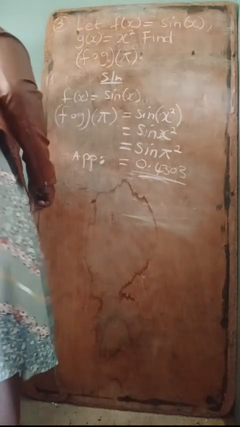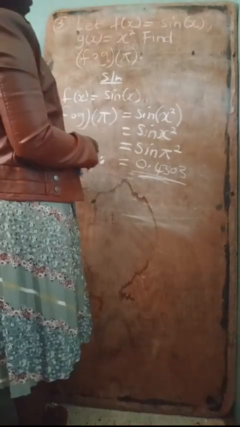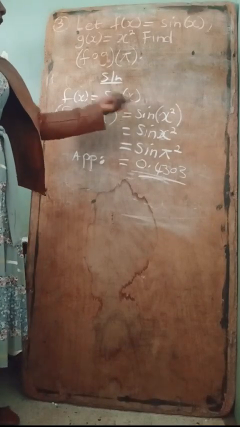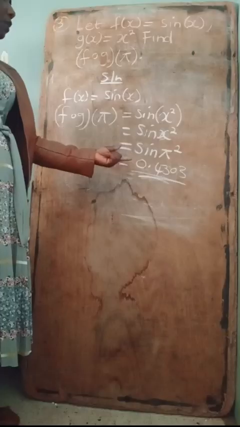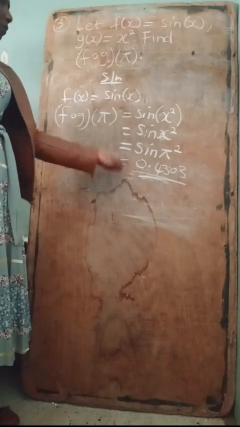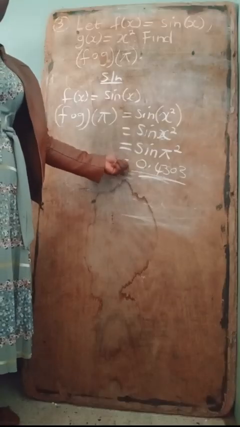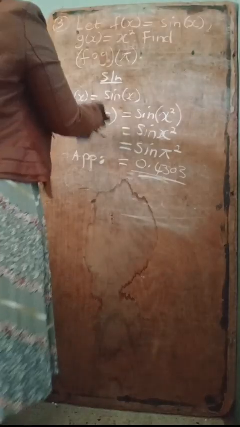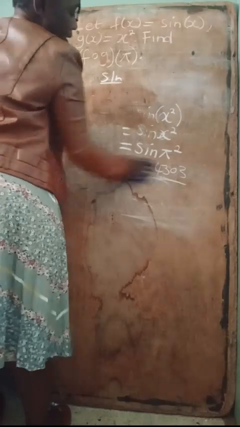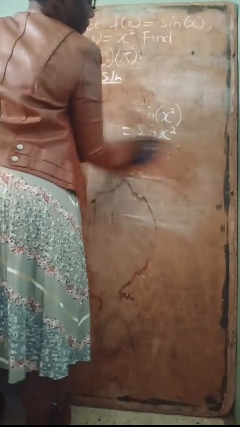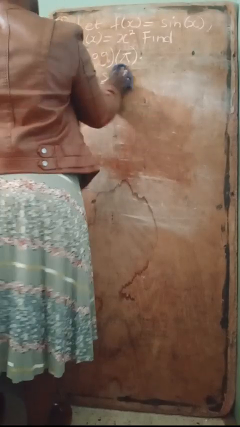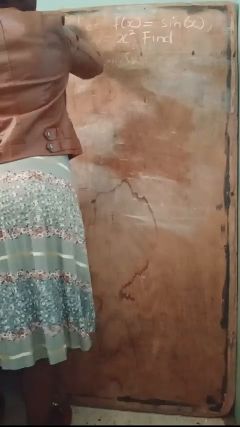Okay, we move again to another beautiful example. So this is how we simplify when we are given sine. We replace where there is x with the figure that is given in the question. Then now evaluate and find the value. Okay, we move on to another exciting question.